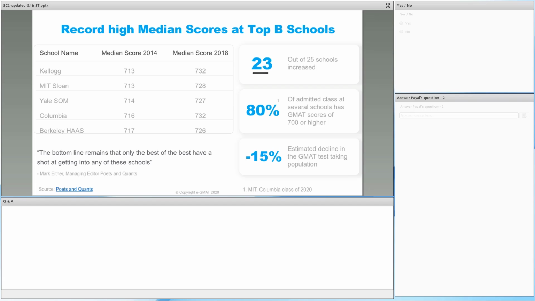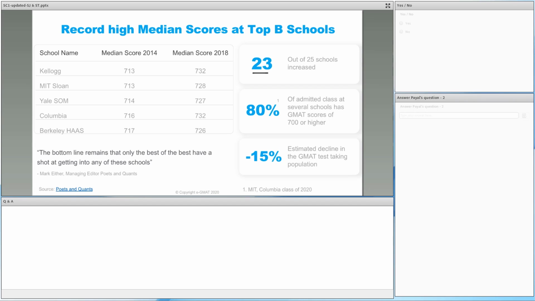Now, if you also look here, at schools such as Columbia or MIT Sloan, 80% of the class had a score of 700 or higher. And in the student fraternity, it was a very common notion that if you don't have a score of 700, then don't even bother applying to these B schools.